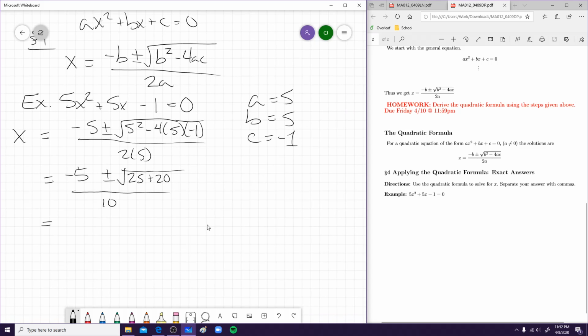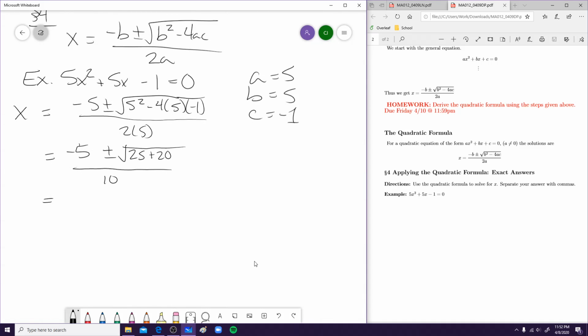Bring this up. This is negative 5 plus or minus the square root of 45 all over 10. Okay, this is negative 5 plus or minus. So for the square root of 45, before I started writing, we actually have to see if 45 can be simplified anymore. So let's bring this over, 45.